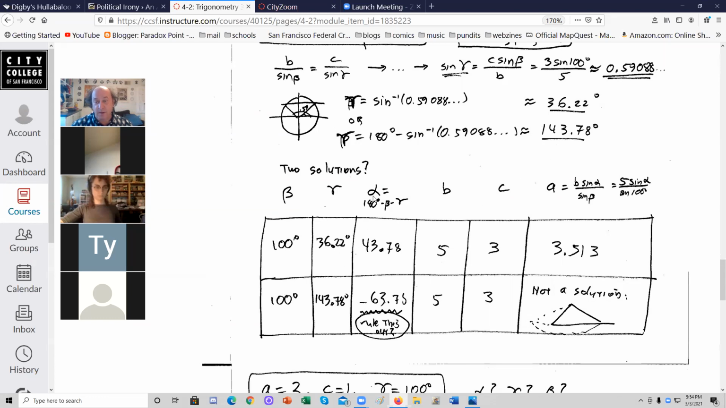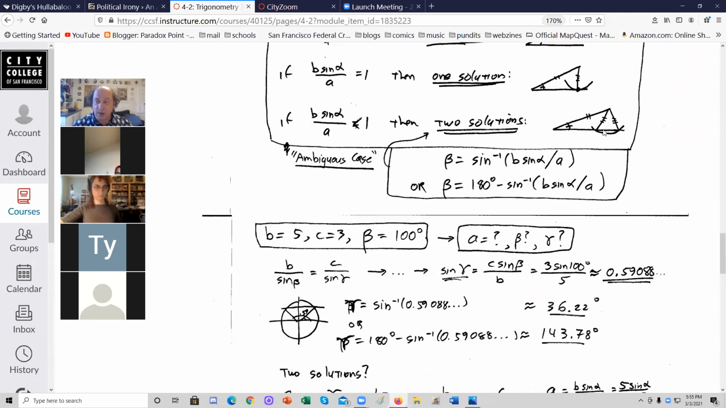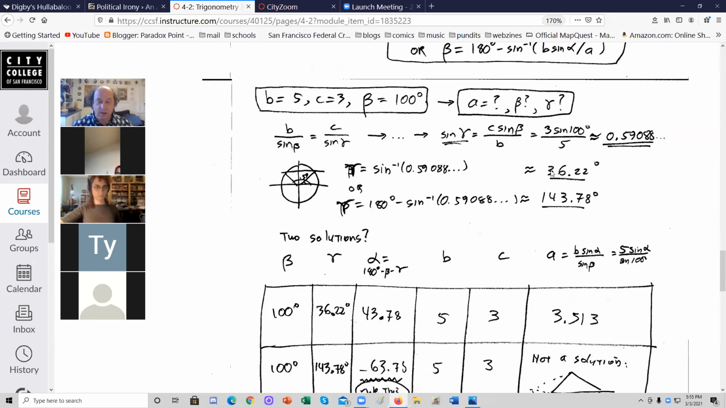Now you find alpha, and after that A. Alpha is 180 minus beta minus gamma. 180 minus these is 43.78 degrees. Okay. Here, curious thing. 180 minus 100 minus 143.78 gives you a negative angle. So we rule this out. What happens is that here this pendulum swings to behind this angle here. So we rule it out. It's not a solution. So really, this ambiguous case also includes a case where, if this side is longer than this side, the obtuse angle case doesn't apply.